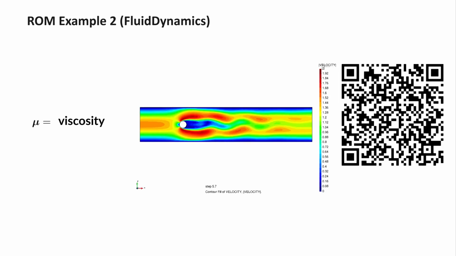This is the example that we are going to be studying in this tutorial, and you can follow this link to go to the Kratos repository where we explain a little bit of the flow past a cylinder. This is the example that we're going to be solving, and the parameter, it is a single parameter, and we're going to be changing the viscosity, which in turn will modify the Reynolds number for this classical example.